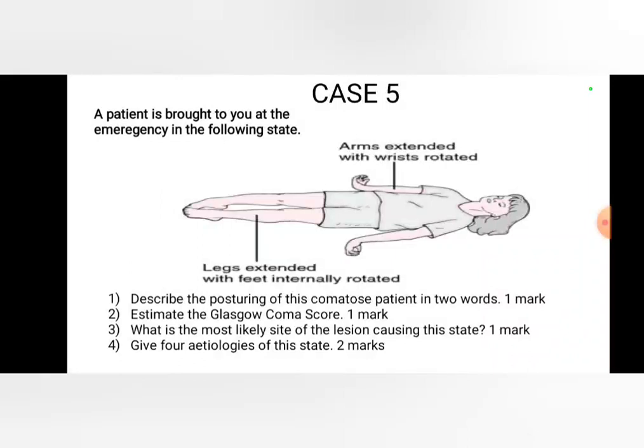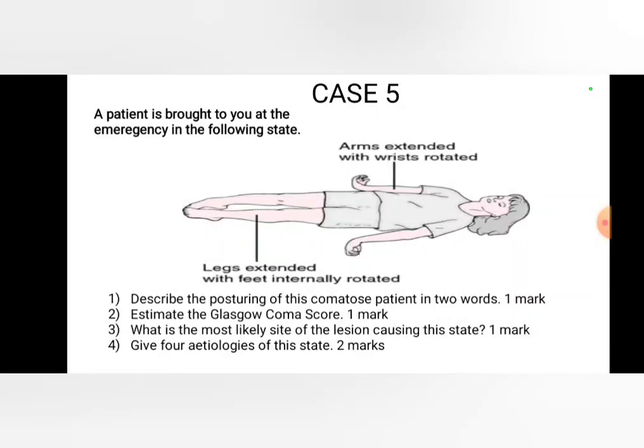And I'll give 4 etiologies of this state. Is it clear? The etiologies that you can have for this decerebrate position are what? You can think of anything that can result in an affection of the brainstem, or any other thing that can result in a raised intracranial pressure. So anything that can affect either the brainstem or can result in a raised intracranial pressure that causes the tonsillar herniation.